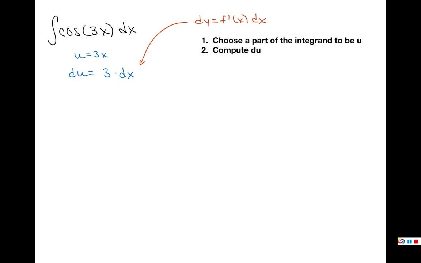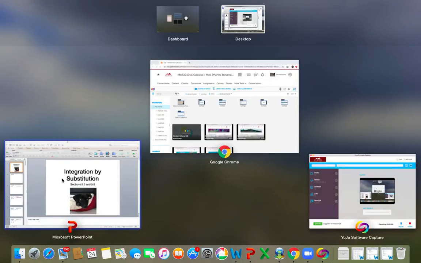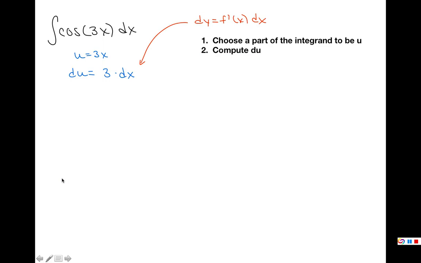Step 2, I'm going to compute the differential du. We learned back in section, I think it was 4.2, that the differential, or the change in y, is defined to be the derivative, f prime of x, times the change in x, dx. So in this case, if u is 3x, du would be the derivative of that. So the derivative of 3x is 3, and then times dx.